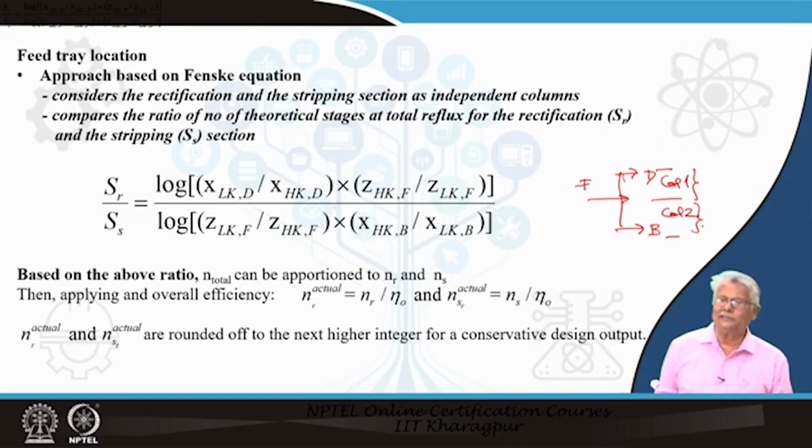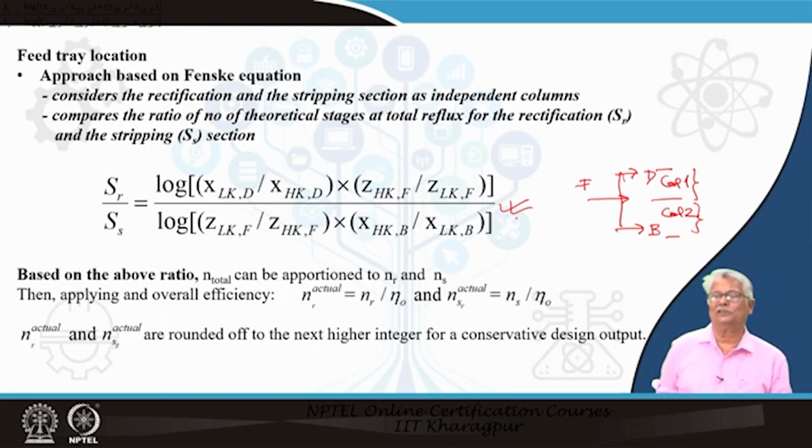Now, based on this consideration, if we look at the minimum number of theoretical stages required, the ratio of those two in the rectification section, which is column 1, and the stripping section, which is column 2, we have an expression like this. Here you will note that we are using the values of the composition of the feed quite naturally. This is definitely valid at a condition of minimum reflux, because that is based on the Fenske equation.